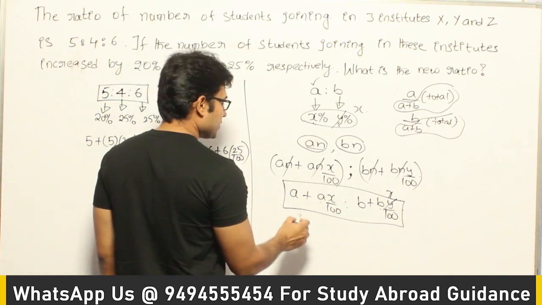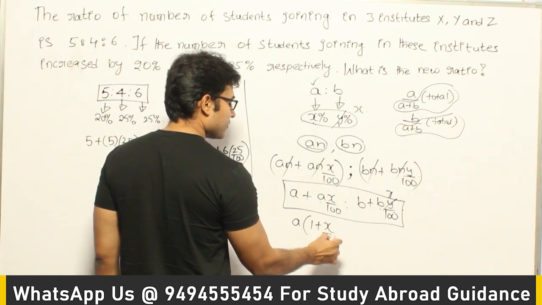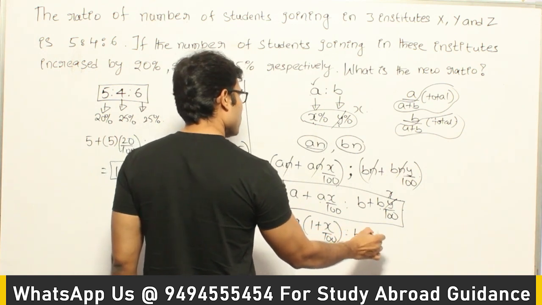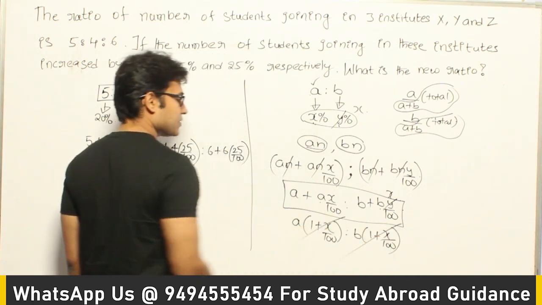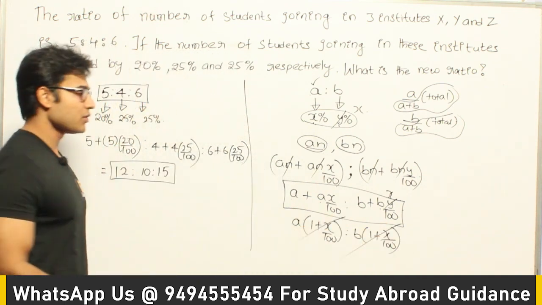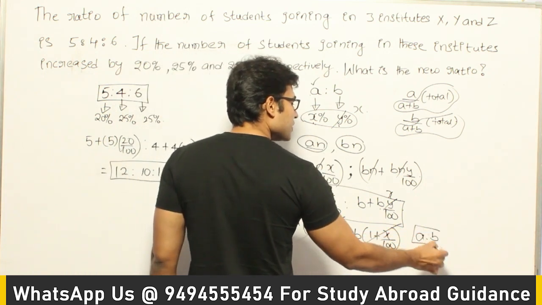Now if you observe this, it is going to be a into 1 plus x by 100 is to b into 1 plus x by 100. Now you can cancel out 1 plus x by 100 and 1 plus x by 100. So what do you get? A is to b.